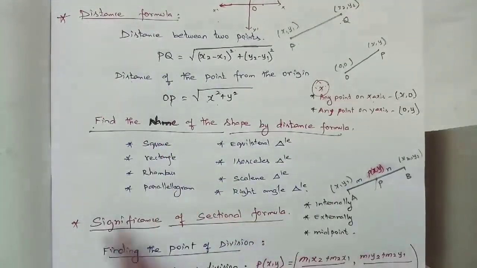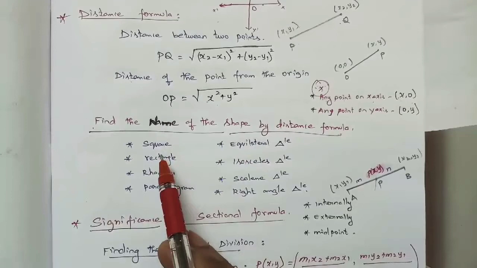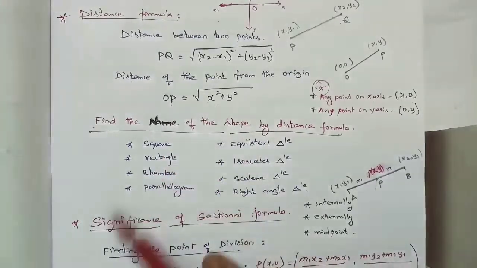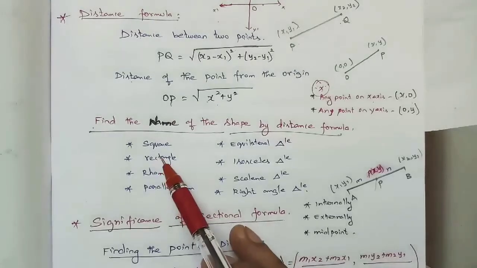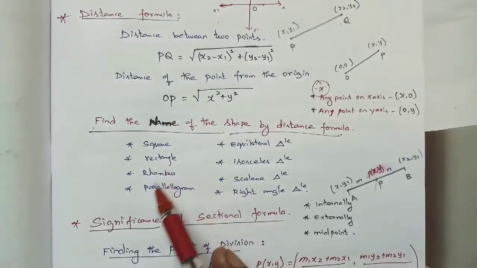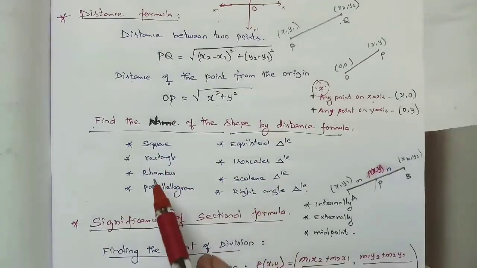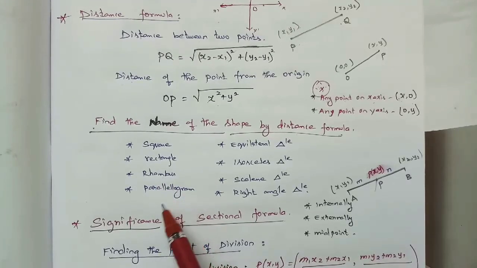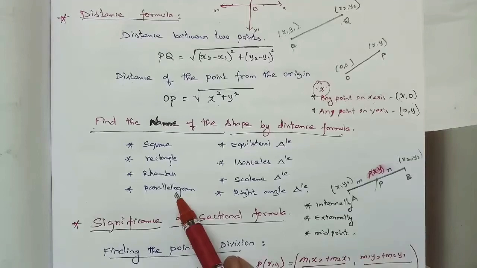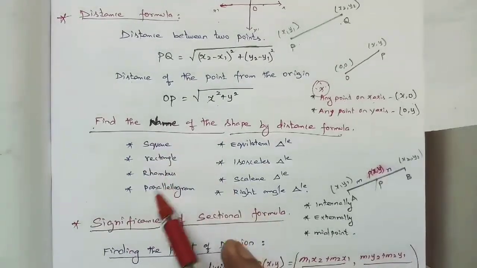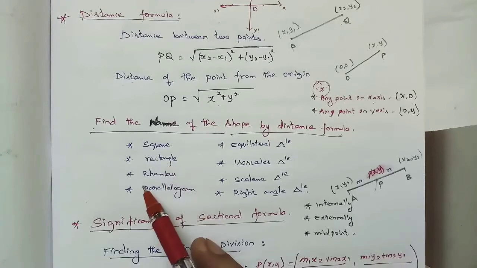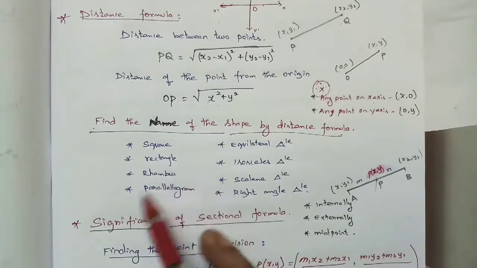AC is equal to BD. Same like that, right? So already we have discussed all those things. Square, rectangle means the opposite sides should be equal and the diagonals also have to be equal. Rhombus means all four sides are equal but the diagonals are not equal. Parallelogram, diagonals are not equal, right? Opposite sides are equal and diagonals are not equal. If it's so, then we can give the name: it is a square. The given coordinates form a square. The given coordinates form a rectangle, like this.